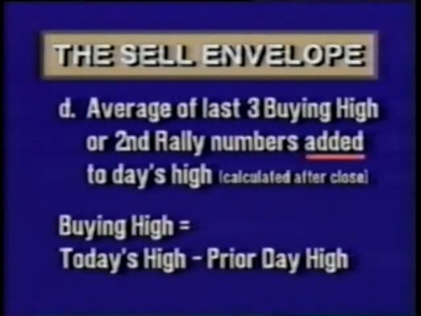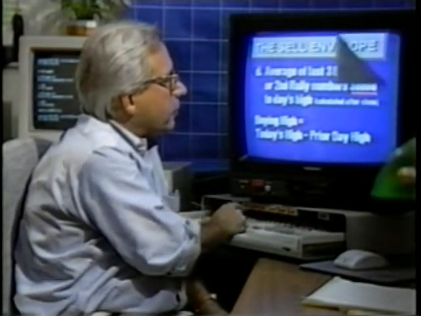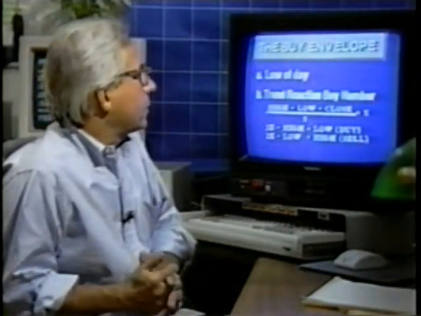The fourth and last component of the sell envelope is the average of the last 3 buying highs, or what I call the second rally numbers, added to the day's high, again calculated after the close. The buying high is today's high to the prior day's high. In other words, we're measuring high to high. How much did today's high exceed yesterday's high? And if it didn't exceed it, we're going to give it a negative number if it was lower. So we'll see how that works too. And these are the 4 numbers that constitute the sell envelope.